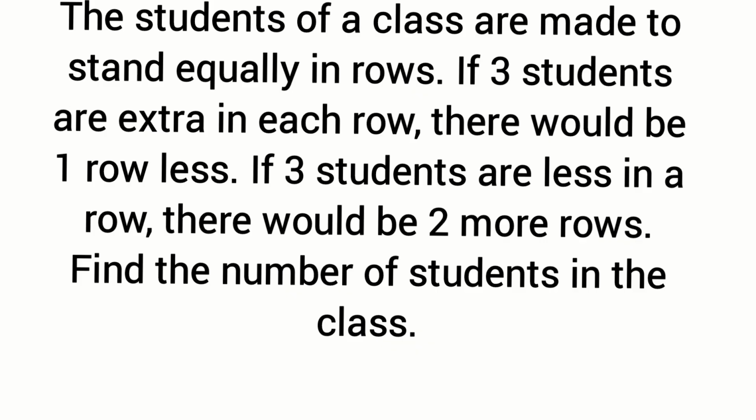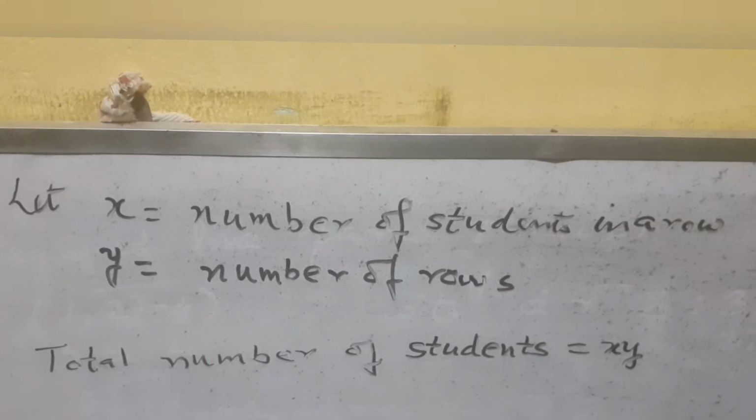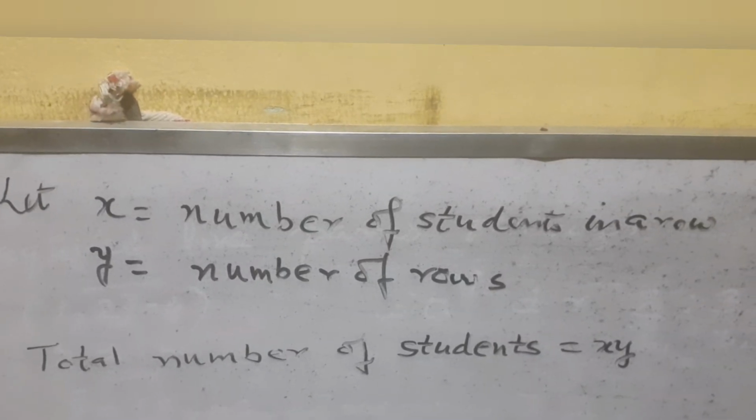We will find the number of rows and the number of students in each row. Let X equal the number of students in each row and Y equal the number of rows. Therefore, the total number of students will be X into Y.